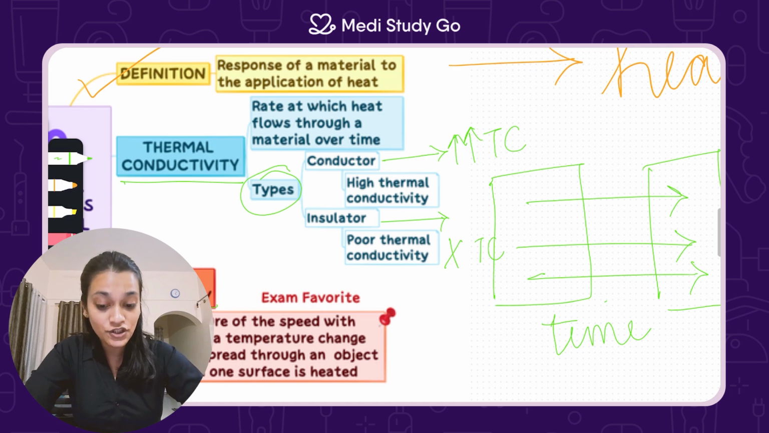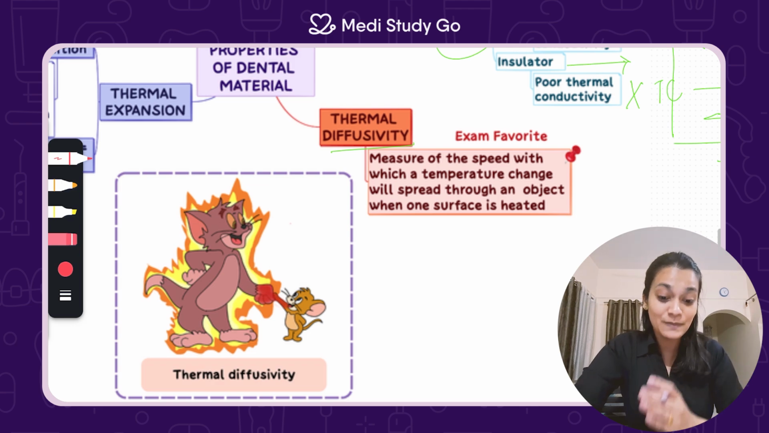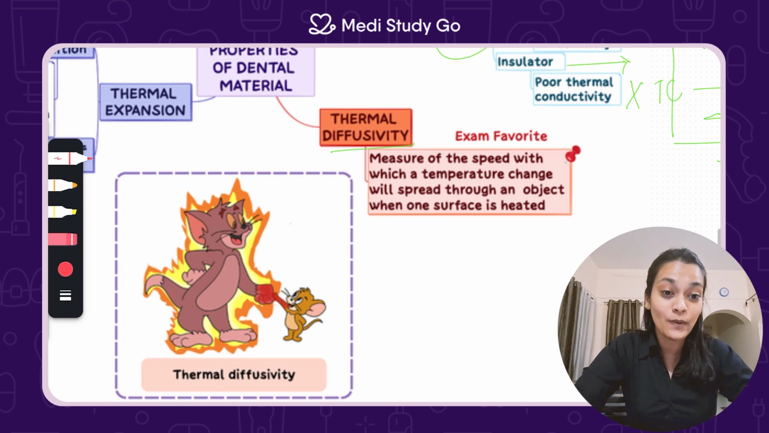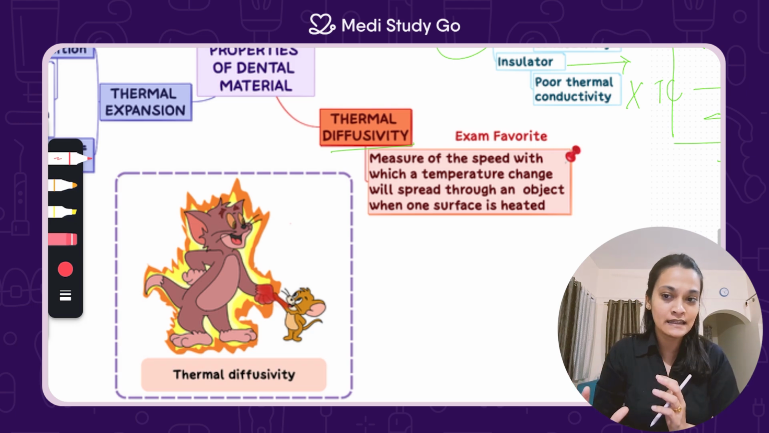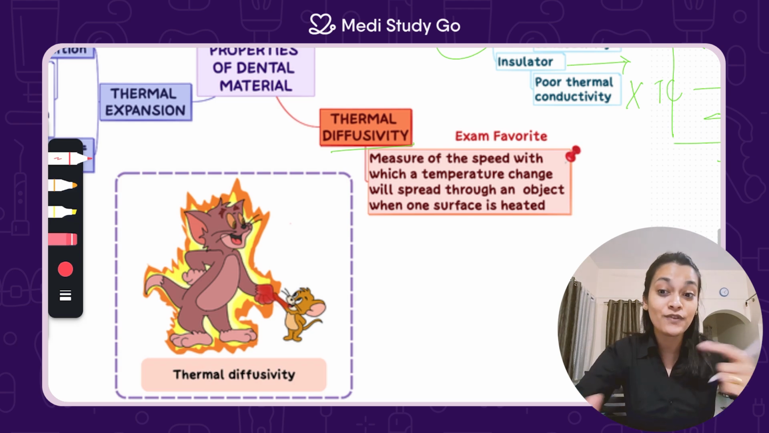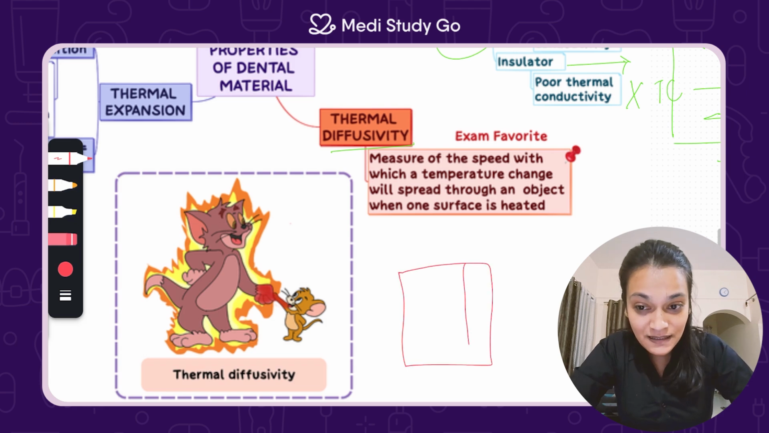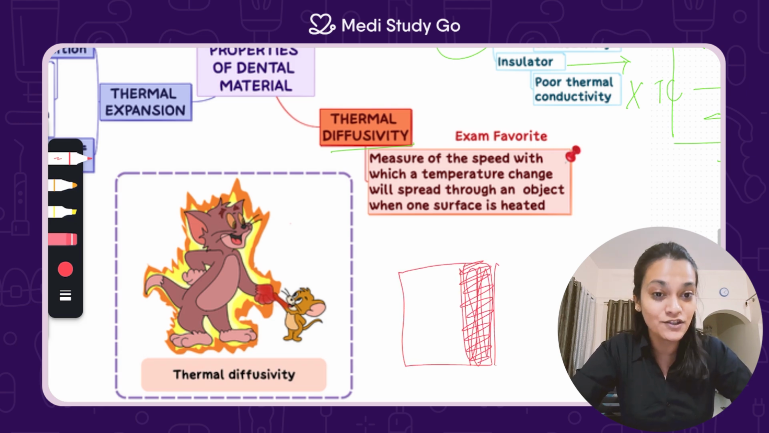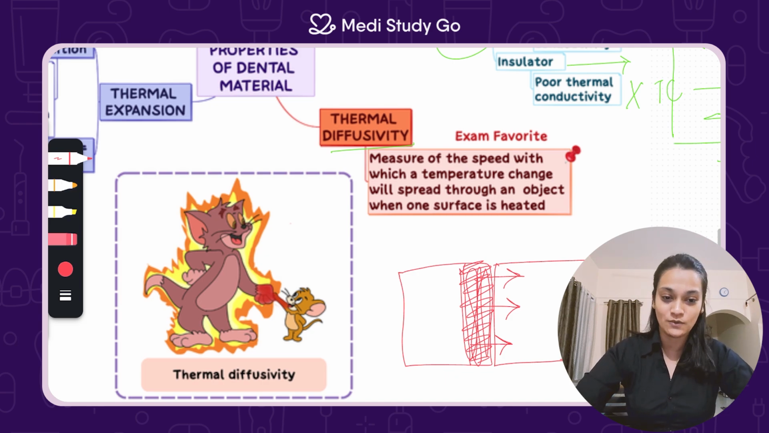Moving on to another topic, thermal diffusivity. So now we know the speed at which the temperature is going to transfer. Do you see Tom and Jerry here? Yes. Tom is entirely heated up, but look at the rate at which the heat is going to transfer into Jerry. I'm also drawing one diagram, and this is the surface from which the heat is being transferred. So this rate of transfer of energy is the thermal diffusivity.